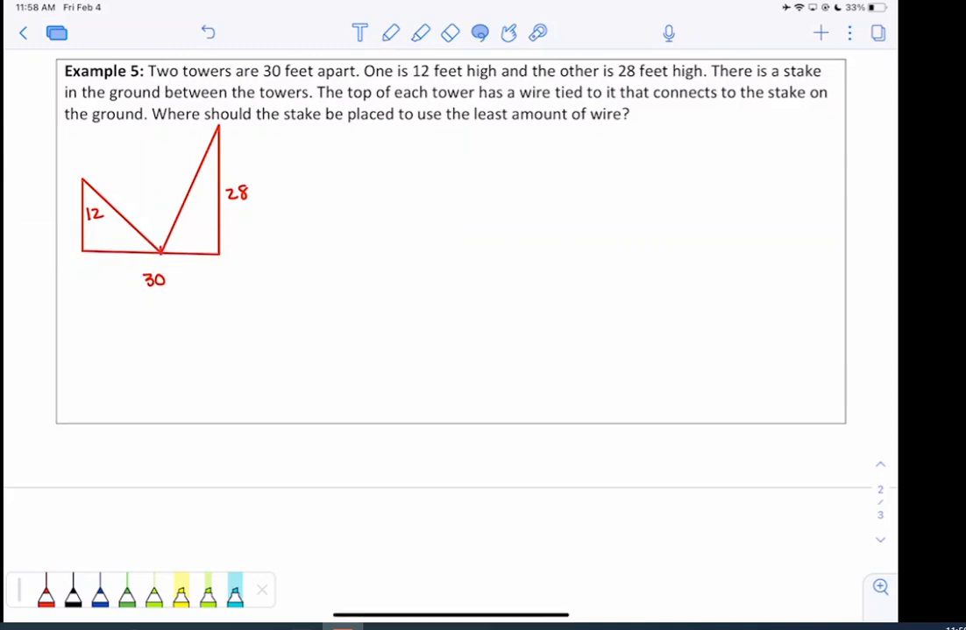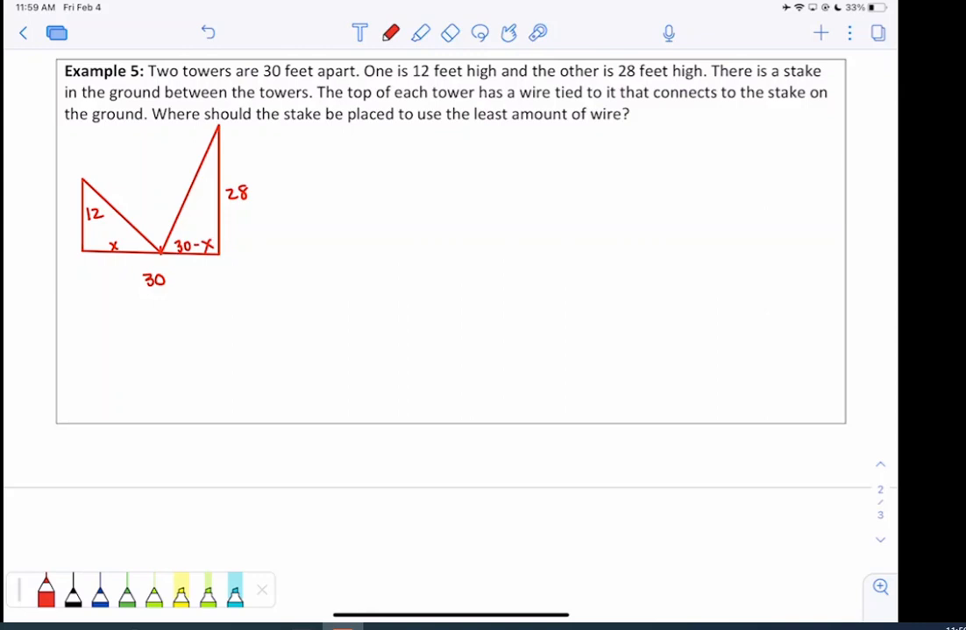Do I know what this length is right here? No. And I don't know where the stake is in comparison to the 2 different towers. So if I don't know something, what could I use? A variable. So let's say that this distance is x. I don't know how far it is from this 12-foot building. If this distance is x, what is this distance? 30 minus x, right? We could call it y, but then I'm getting into a mess. As much as possible, we want to stick with one variable. 30 minus x, okay?